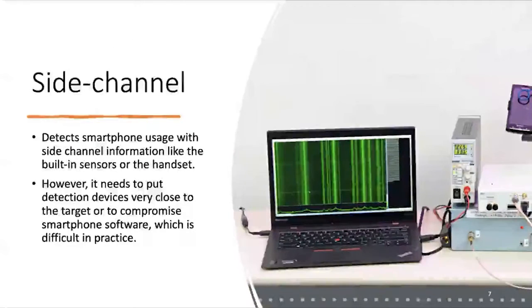There are also some other ways, called side channels, to get the usage information of the smartphone. They detect smartphone usage with, for example, built-in sensors or the handset. However, this kind of method needs to put the detection device very close to the targeted smartphone, or they even need to compromise the smartphone software, which is difficult in practice.